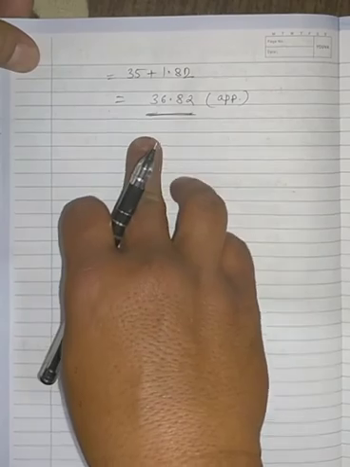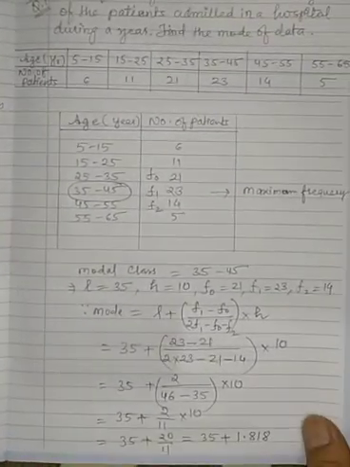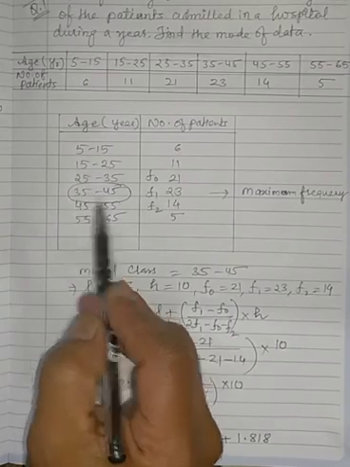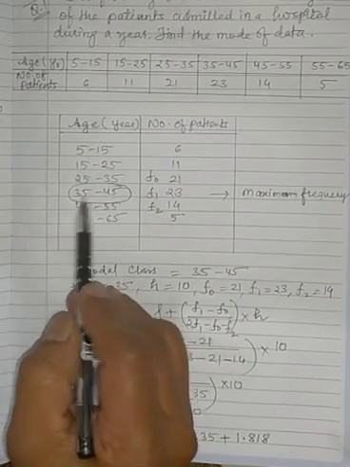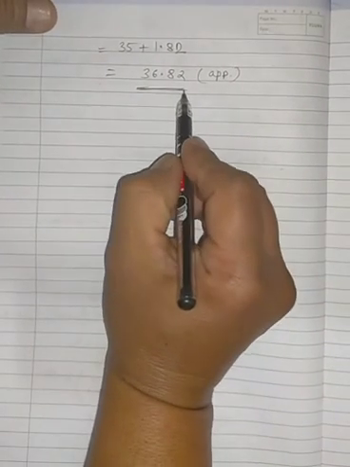Now we can also confirm the answer. As you can see here in this question, the modal class was 35 to 45. That means the mode should belong to the modal class. So our mode should be between 35 to 45. So as we have got the value of mode is 36.82, therefore the mode belongs to the modal class.